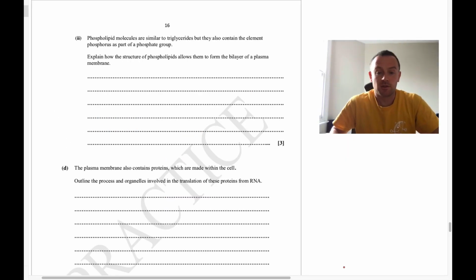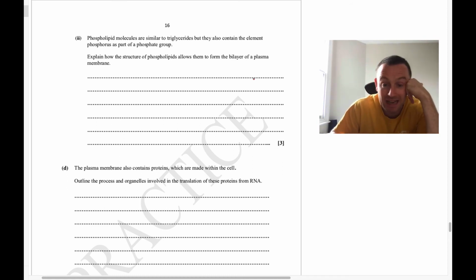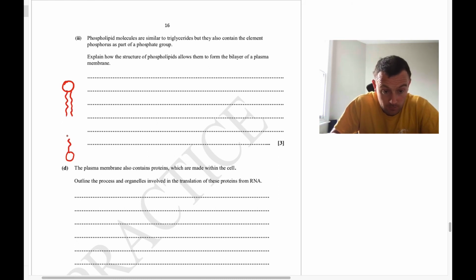Okay. Phospholipid molecules are similar to triglycerides, but they also contain the element phosphorus as part of the phosphate group. Explain how the structure of phospholipids allows them to form bilayers of a plasma membrane. Okay, well, you need to get a few things here. So let's just draw a quick bilayer.